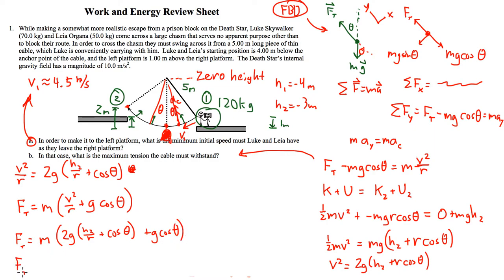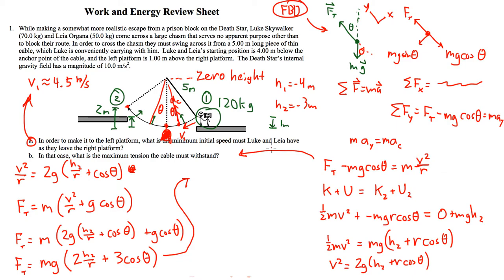So the tension force is equal to, almost done here, I promise, I'm going to pull out my g as well, and then we get mg times 2h2 over r plus 3 cosine theta. What this tells us is that the tension is maximum wherever this is maximum. And you can see that you get the maximum value of tension when theta equals 0. And if you saw that earlier, good. You avoided a lot of pain.